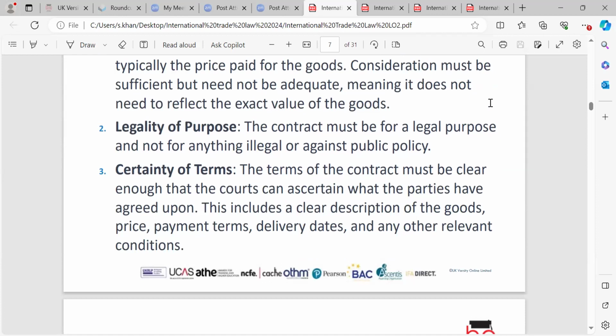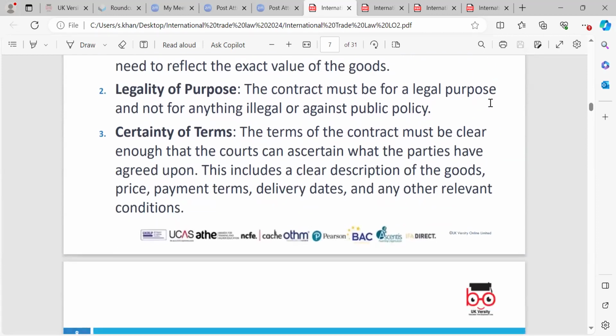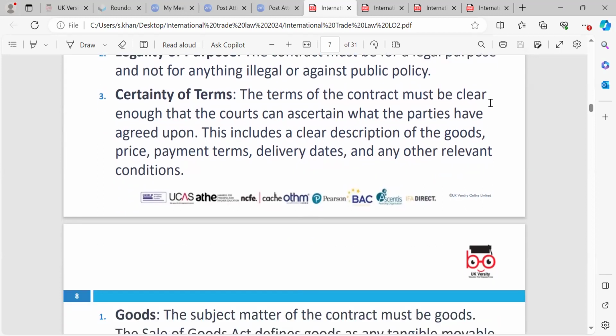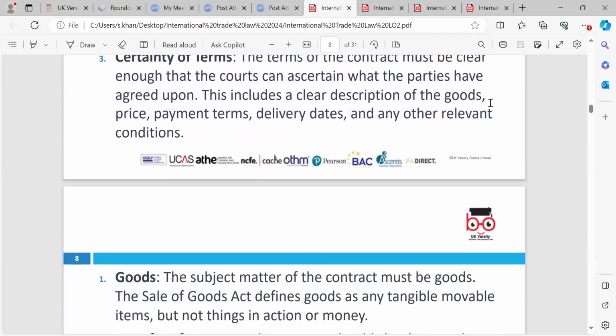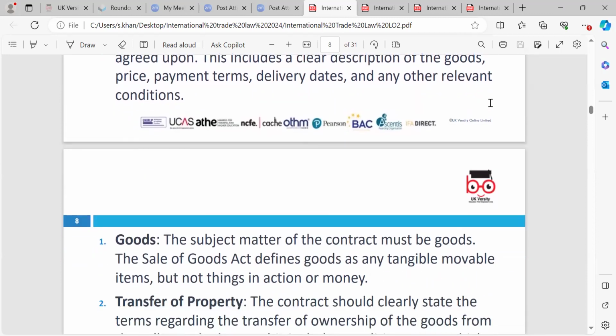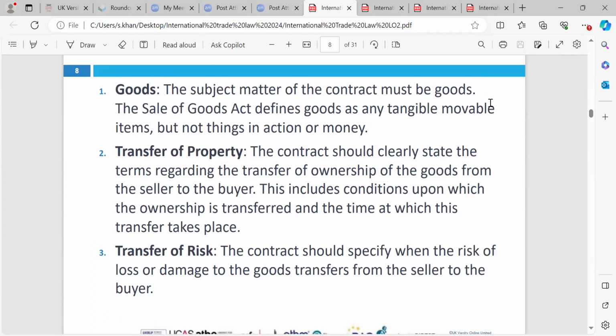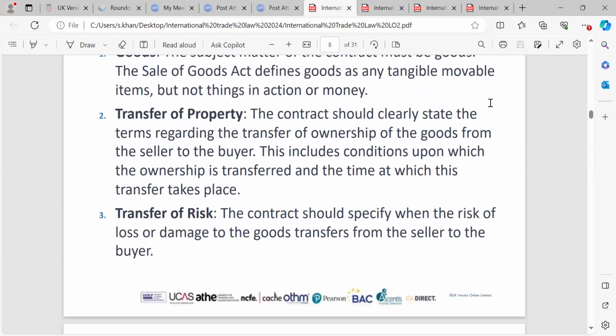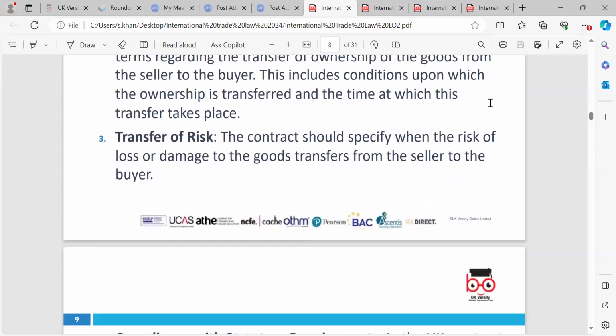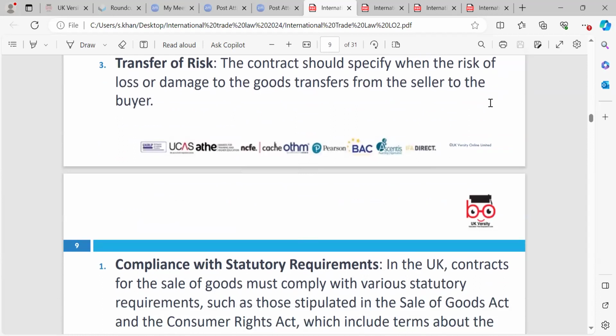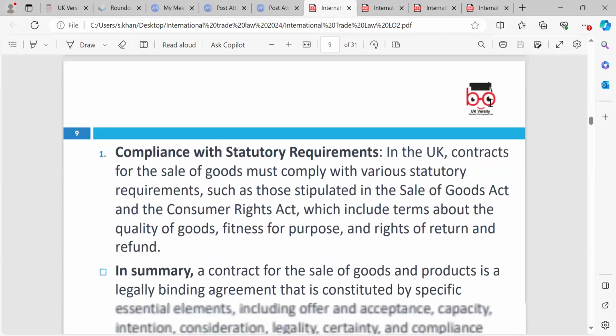Legality, so the contract must have a legal purpose and not be for any illegal purposes or against public policy. Certainty of terms, so the terms of the contract must be clear. If there's any breach of contract, everything is clear within the terms, such as payment terms, delivery dates, and any other conditions. The goods: the subject matter of the goods is defined by the Sale of Goods Act. Transfer of property, so the contract should clearly state the transfer of ownership. Transfer of risk, in case of any loss or damaged products.